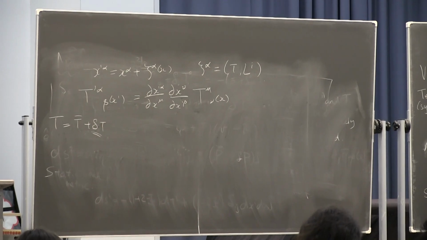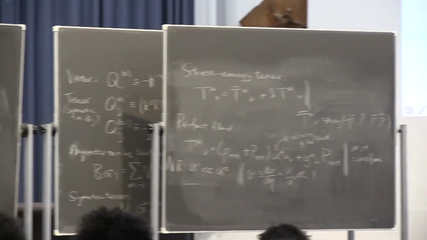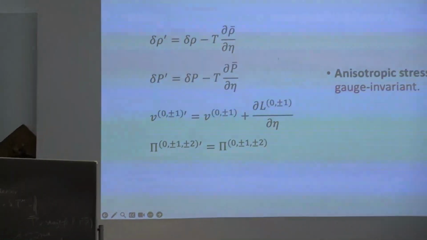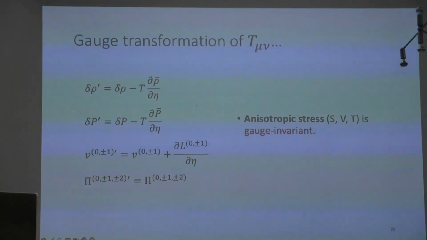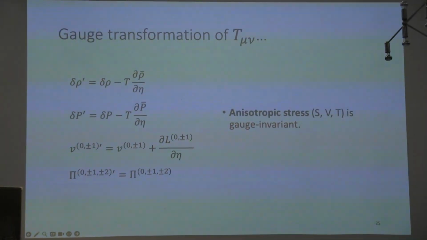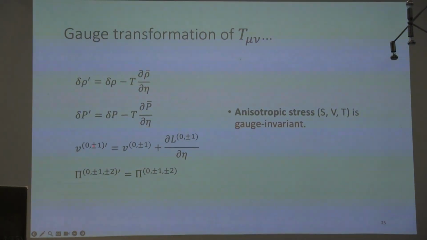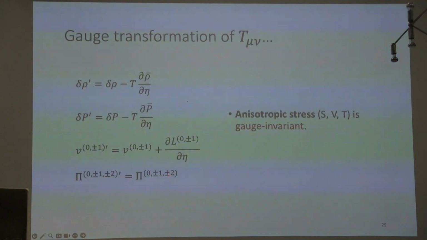Okay? You will end up with a set of relations for how to transform between the energy density perturbation in one gauge and how it relates to density perturbation in another gauge, pressure perturbation, velocity perturbations, and you also see that the anisotropic stress is gauge invariant. Okay, which is wholly not surprising because your gauge transformation is essentially a coordinate transformation, and it's generated by a vector. Okay, so anything that is beyond just a vector, as in tensorial, will not be affected by the gauge transformation. So that makes a lot of sense, I think.